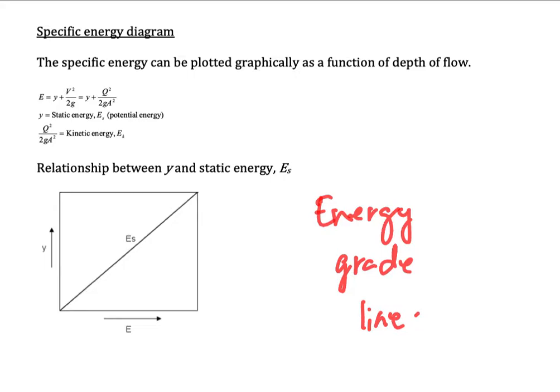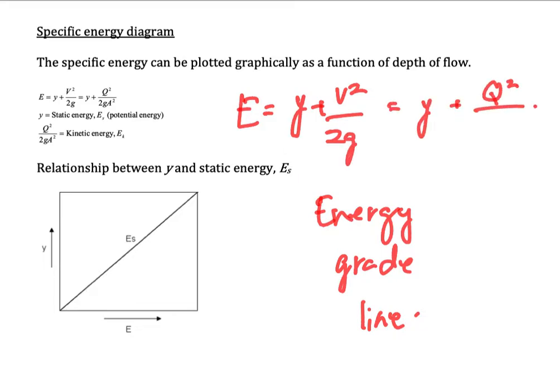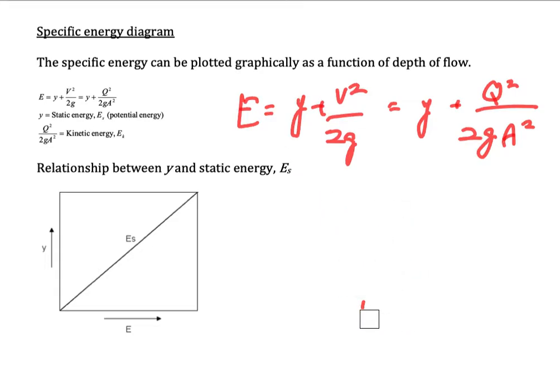So we need to draw the specific energy diagram for the open channel. We start from the specific energy. We know that specific energy is equal to y plus v squared over 2g, or we could write it as y plus q squared over 2g A squared. Because we have a velocity here, we call this one the kinetic energy.